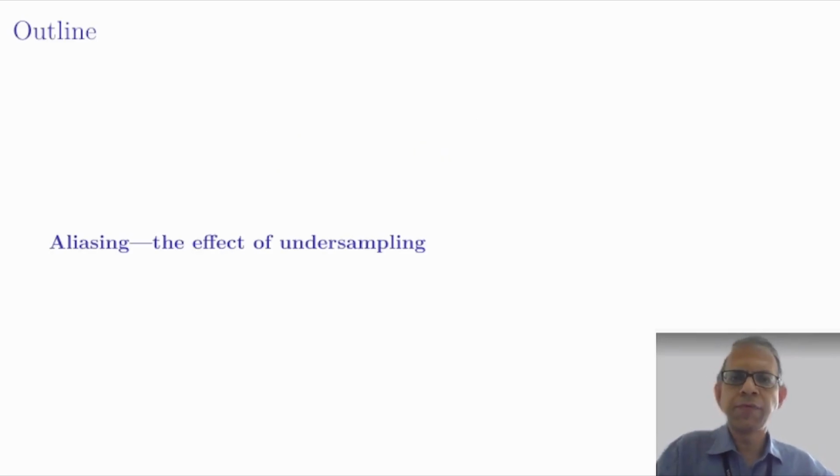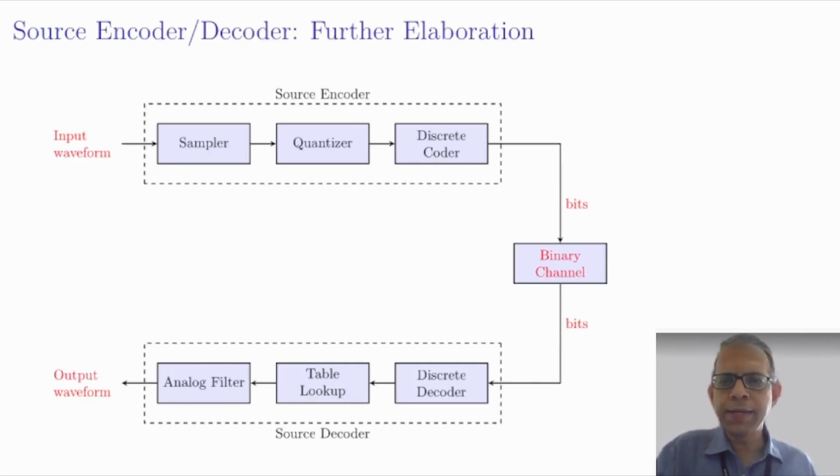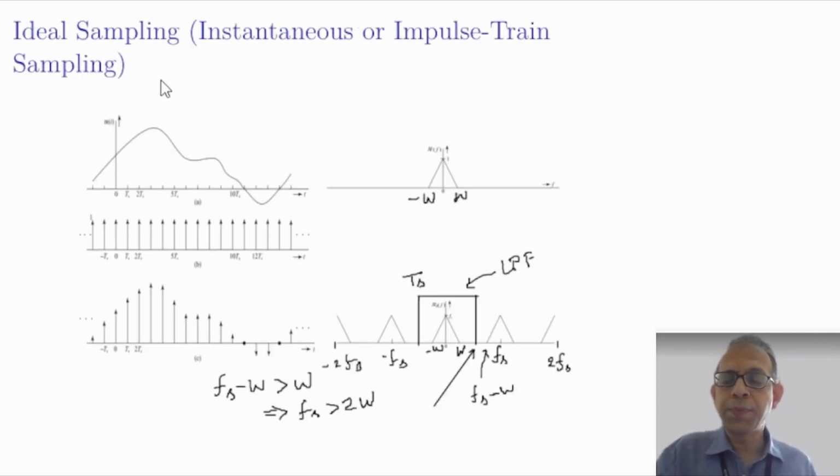In this lecture, we will talk about aliasing, which is the effect of undersampling. We know that a sampler converts a continuous time signal into a discrete time signal. We have seen the process of ideal sampling or impulse train sampling, in which a continuous time signal is multiplied with a periodic impulse train, and the result is the sampled version of the continuous time signal.